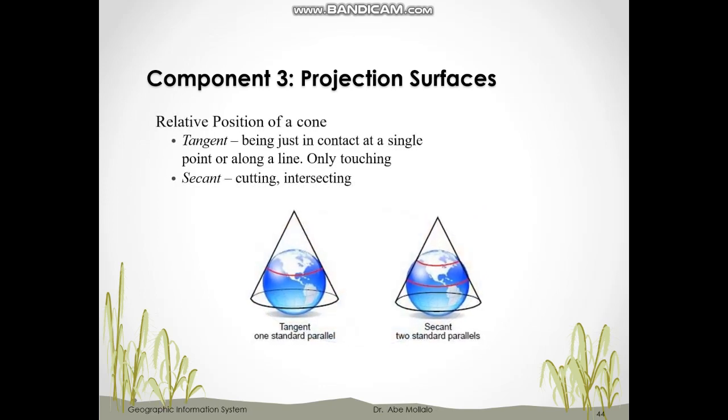So let's look at the relative position of a cone. You can place the cone just touching the ellipsoid, which will produce only one standard parallel, which is a tangent line. You can use this cone to cut the ellipsoid, which produces two standard parallels. This is called a secant projection.